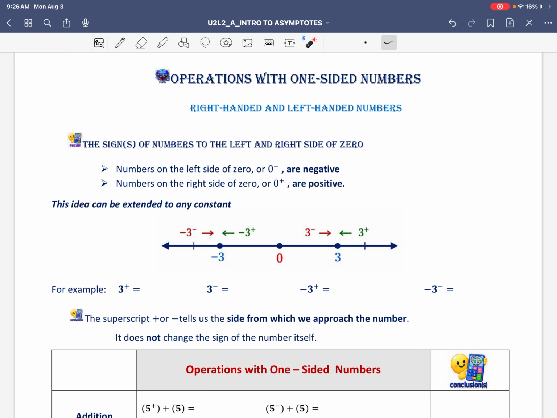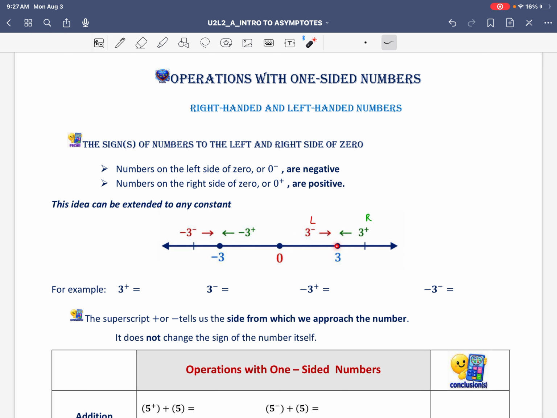Recall that numbers on the left side of 0 are negative, and on the right side of 0, it's all positives. And that is because 0 is the most neutral number, the only neutral number, actually. Now, when we look at numbers other than 0 from the right and the left-hand side, we still use the symbols minus and plus to indicate the right and the left-hand side.